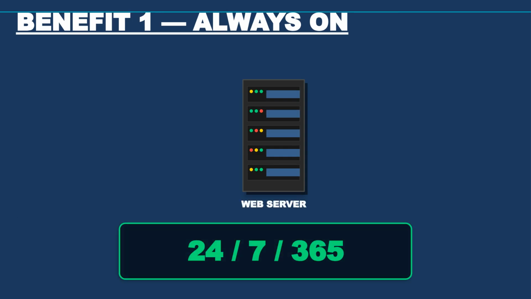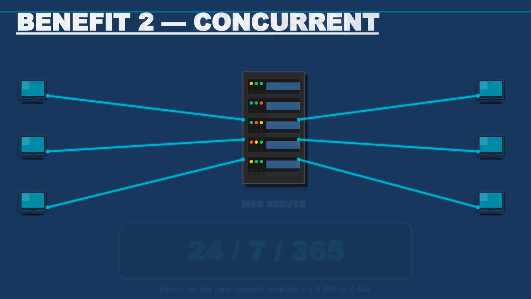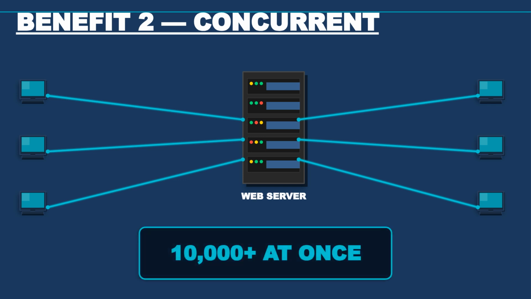One key benefit of web servers is that they are always on. Your application is ready for the next request 24/7, whether it's 3 p.m. or 3 a.m. Another benefit is concurrency. Modern web servers can handle thousands of clients simultaneously, processing 10,000 or more requests at once.